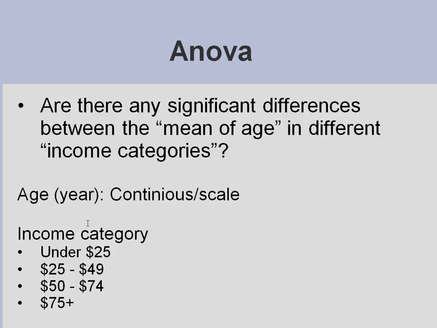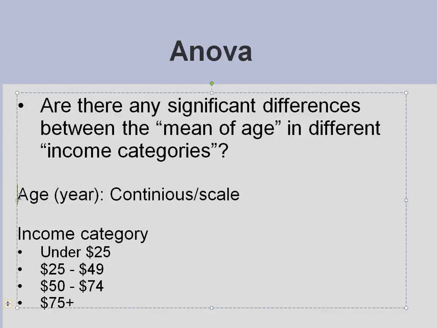Let's look at this example. Are there any significant differences between the mean of age in different income categories? So I have a continuous variable called age, the unit year, and a categorical variable income category with four different categories.